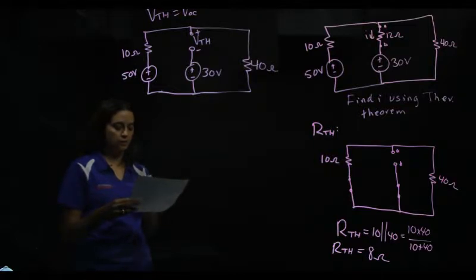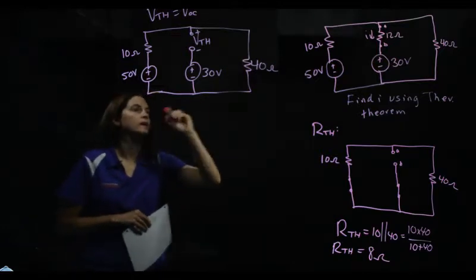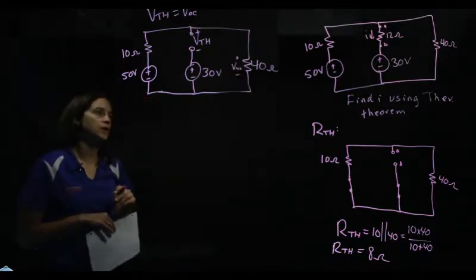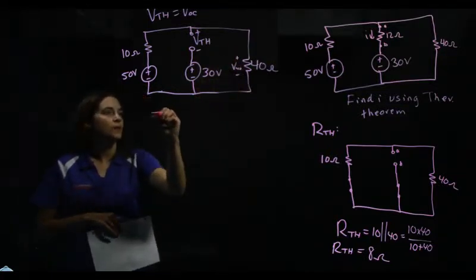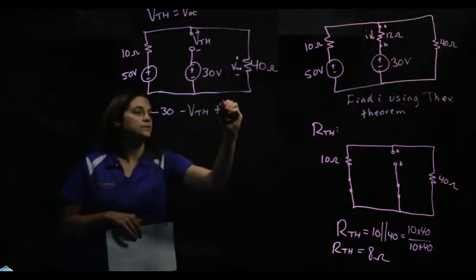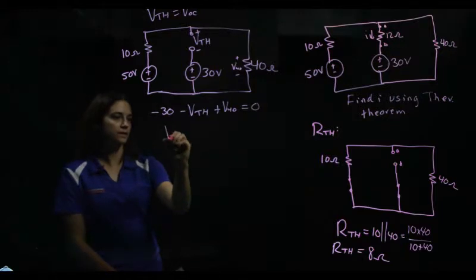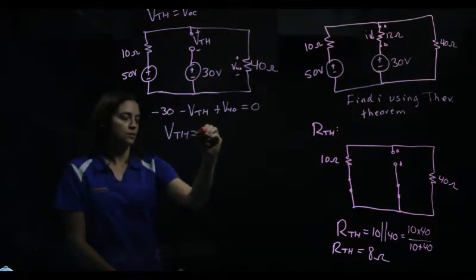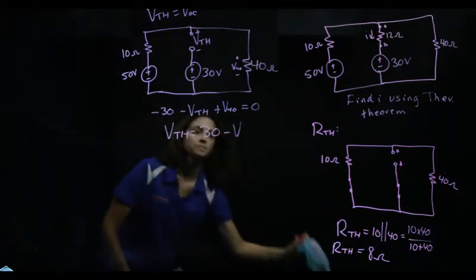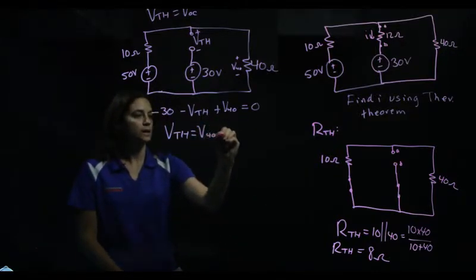Trying to decide which one I want to do here on my page. Let's write a KVL loop around here. And I'm just going to call this V40, so it's the voltage across my 40 ohm resistor. If I do KVL, I have minus 30 minus V Thevenin plus V40 equals 0, or V Thevenin equals, switch those around, right? V40 minus 30. Algebra error. V40 minus 30.